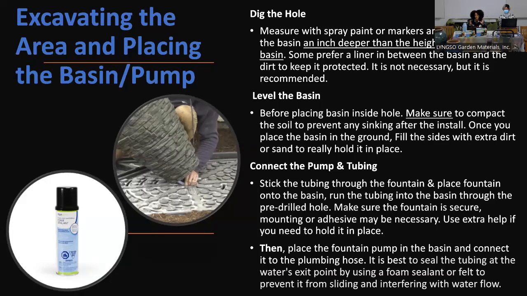Once you place the basin in the ground, you'll fill the sides and the gaps with the dirt that you dug out to hold it in place. So then you'll grab your pump and your tubing, and you'll stick the tubing through the fountain piece and place the fountain onto the basin and run the tubing into the basin through the pre-drilled hole.